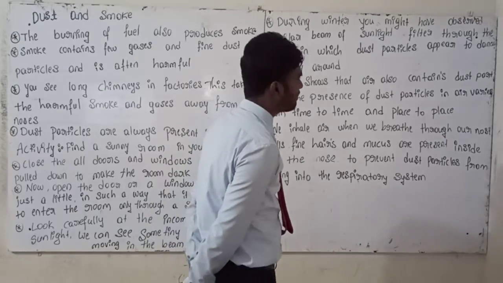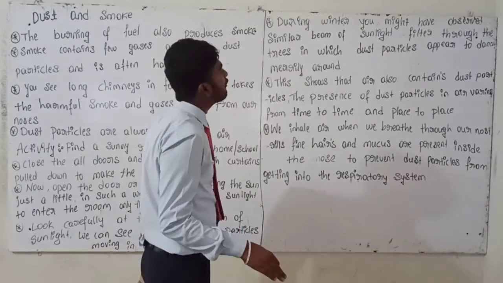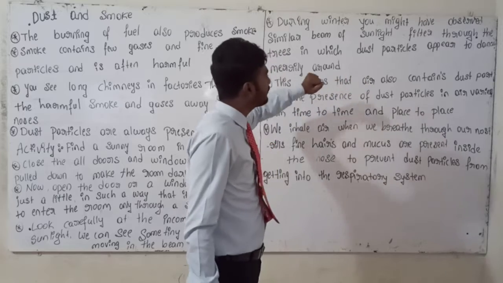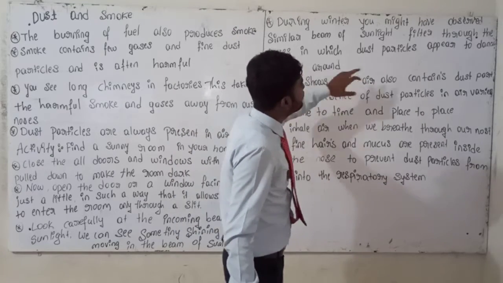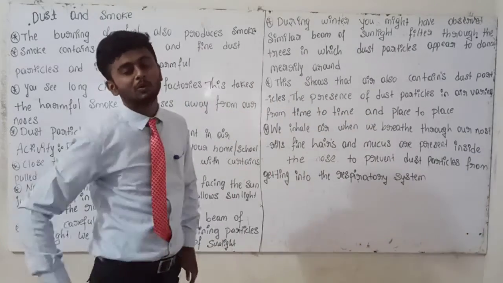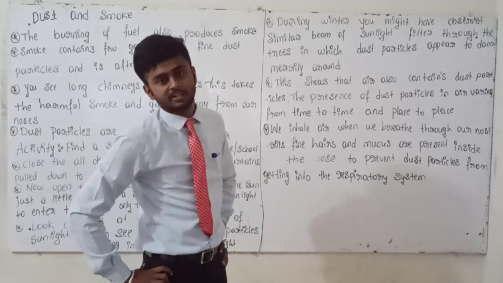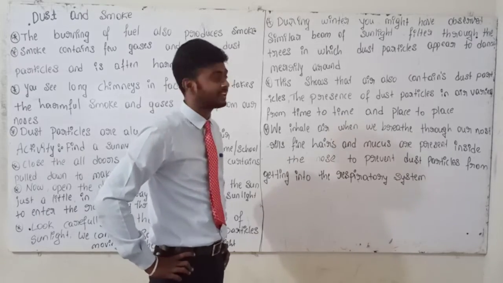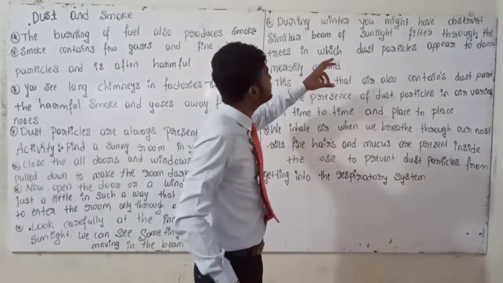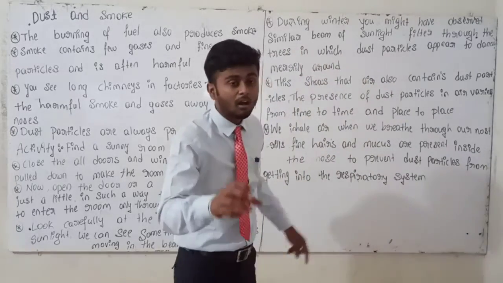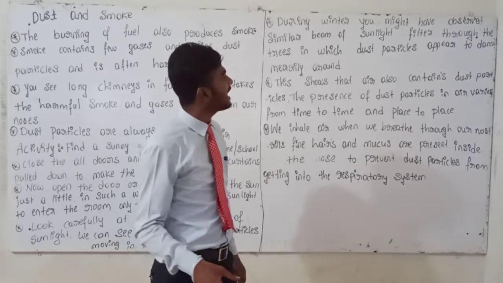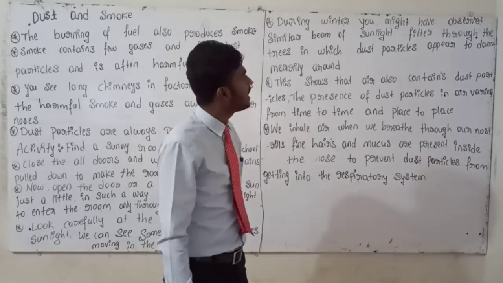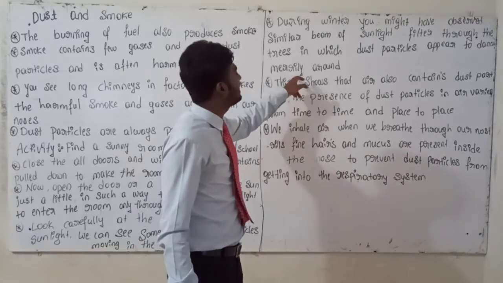During the winter, you have observed a similar beam of the sunlight filtered through the trees, in which dust particles appear to dance merrily around. You can see it especially in forest areas, or heavily wooded areas. During the winter season, you might have observed a similar beam of sunlight filtered through the trees, in which dust particles appear to dance merrily around.